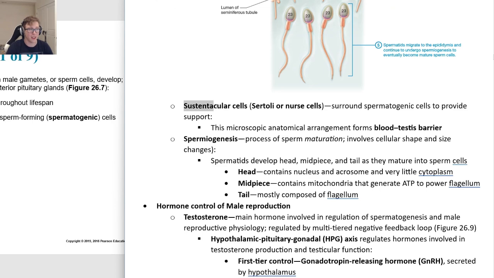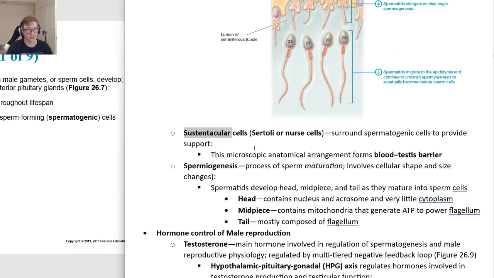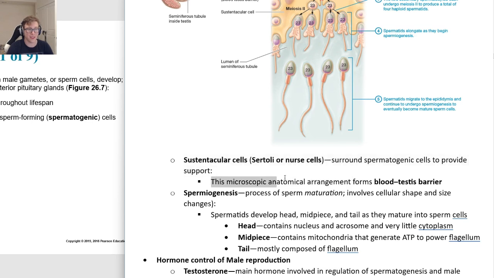Now, you have sustentacular cells. Sertoli cells are the nurse cells. These surround the spermatogenic cells to provide support. This microscopic anatomical arrangement forms the blood-testis barrier.